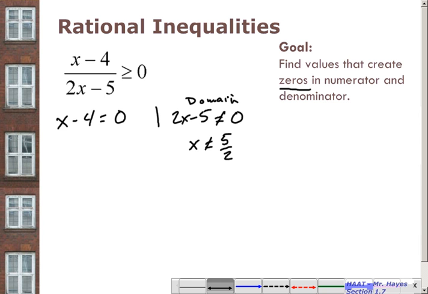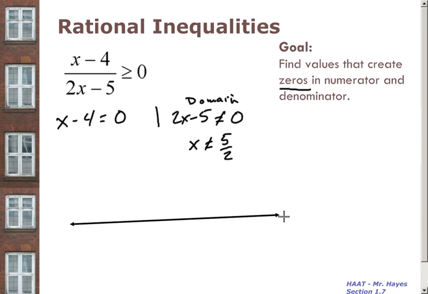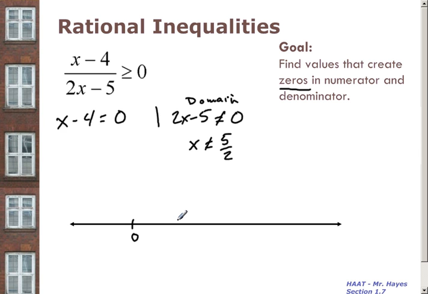When you set up your timeline here, again, we have 0, and we've got 5 halves, which is about 2 1/2. That's going to be an open circle, and there's no way around it. It can't be filled in, period, done. Over here, however, if x equals 4, I get 0 on the top. So that would be about here, and that one is going to be filled in because there's an equality sign there.